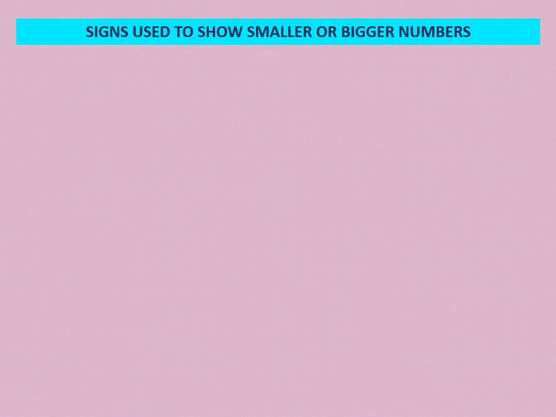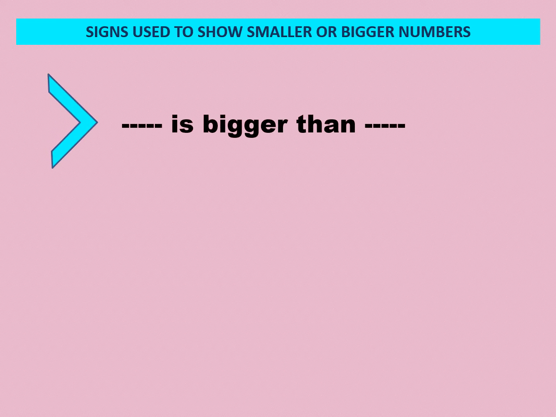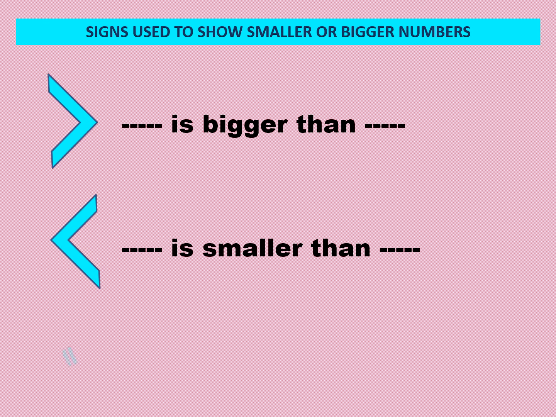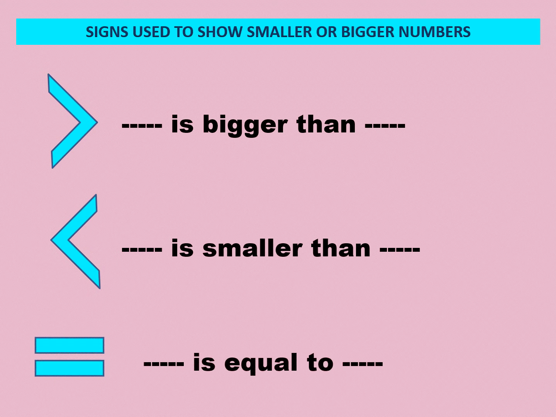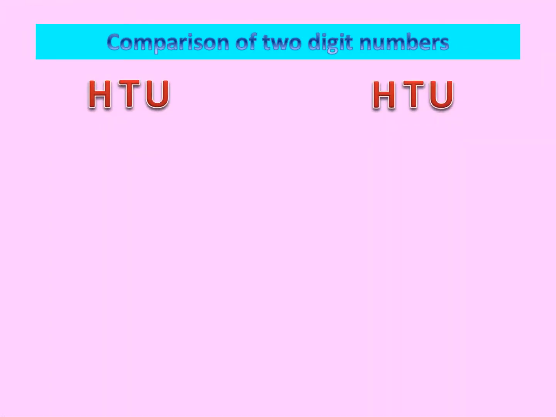Compare the numbers using signs or symbols. Those signs are greater than, smaller than and equal to. Now let's revise how to compare numbers. Now let's take an example of two-digit numbers first.